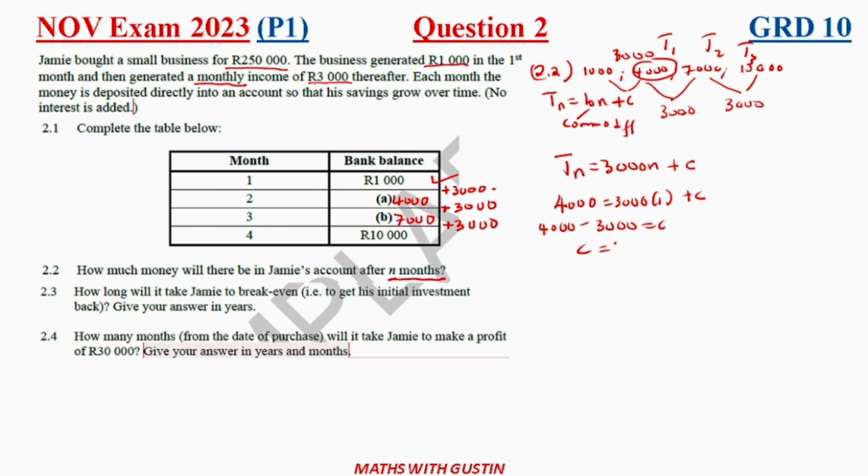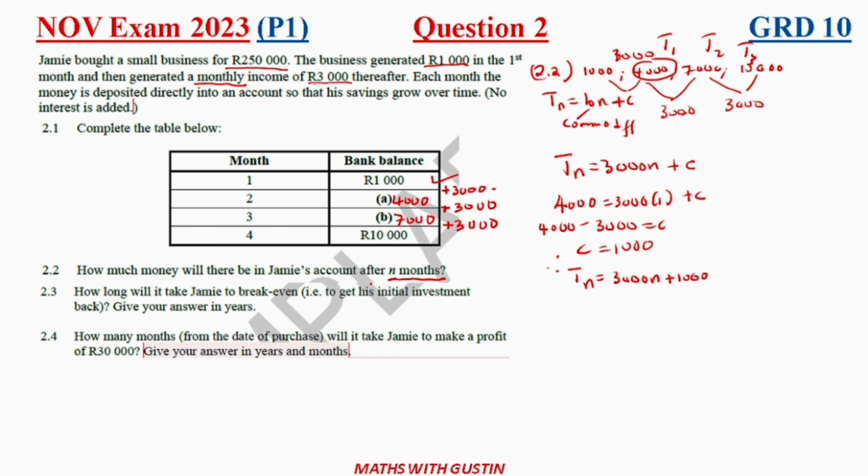C is equal to what? 1000. So therefore it means our formula now will have to be Tn = 3000n + 1000. Right, so that's our formula for n months, where Jimmy has to generate the amount of money.